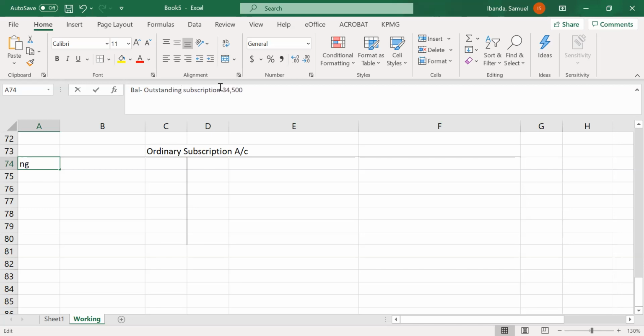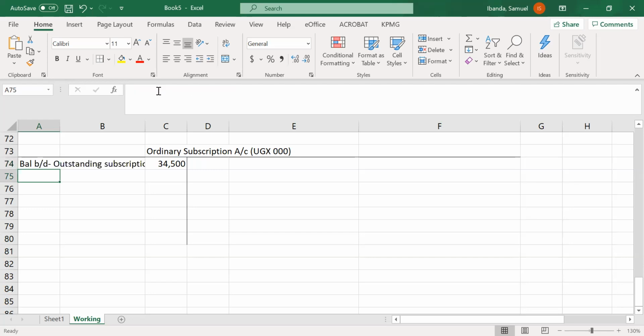So outstanding subscriptions balances are recorded this other side. So what do we have? How much we have is 34,500. Let me just put the degree of precision here. These amounts are in UJEX, 1,000, very important. So balance for outstanding subscription is that, and this is my balance brought down.